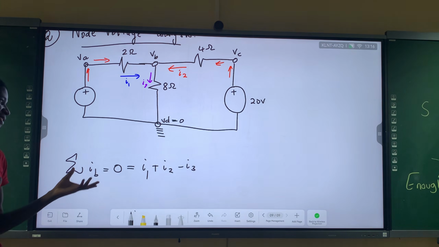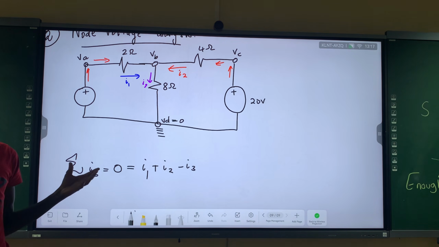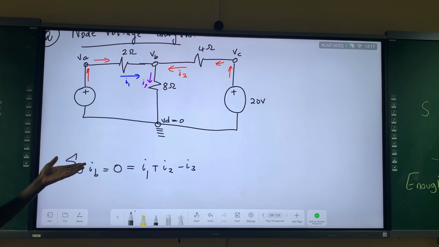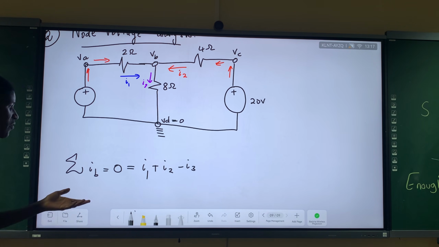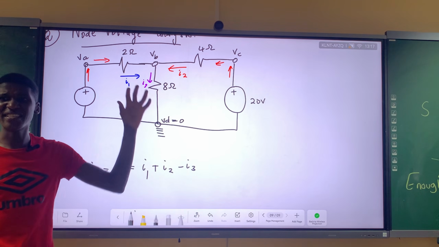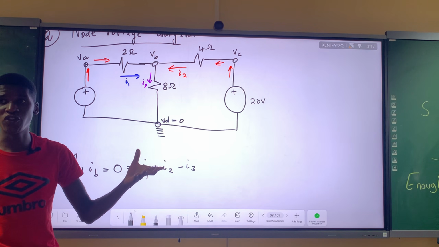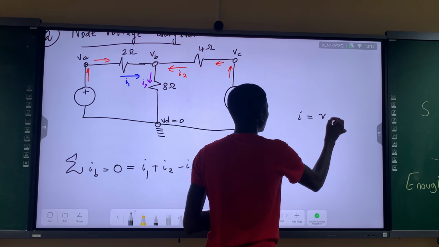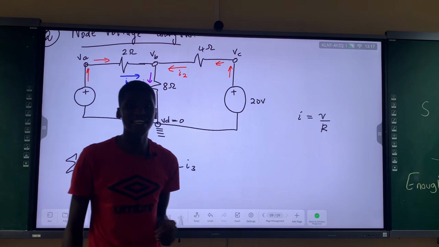But now, this is just Kirchhoff's current law. I can't apply anything about node voltage. So how does node voltage come in here? Node voltage says your current can be found using voltage and resistance. We know, according to Ohm's law, that basically current is the voltage over the resistance.